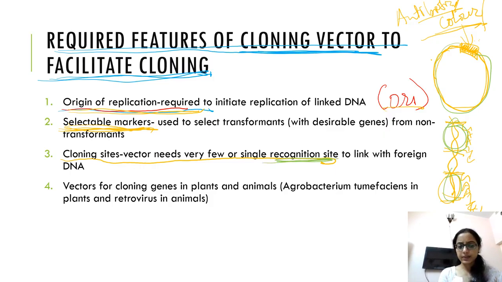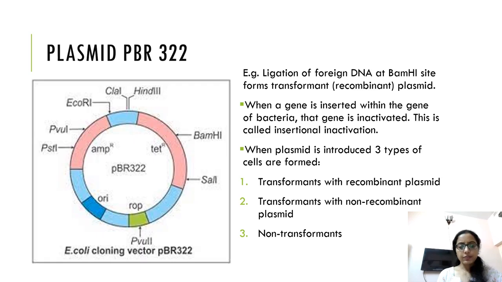And fourth and last characteristic, a vector for cloning in plants and animals must be there. Okay, vectors for animals and plants we will discuss later. First, let us discuss what is plasmid pBR322.